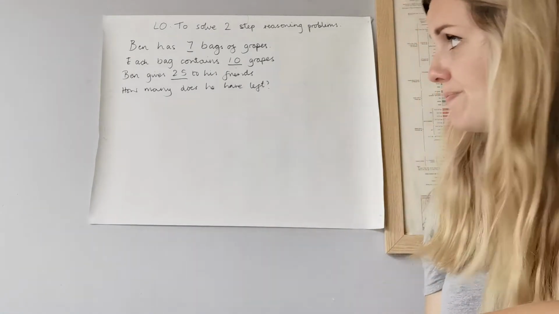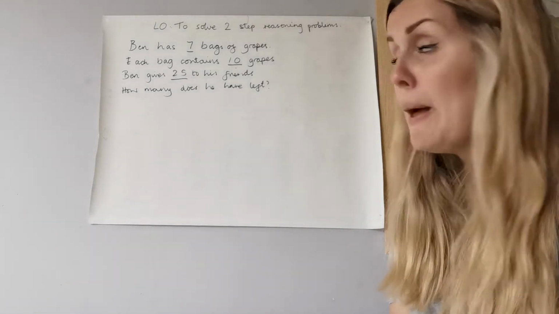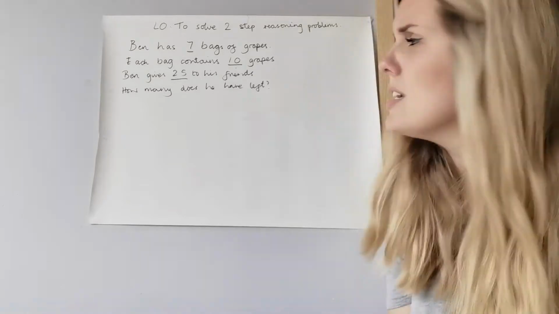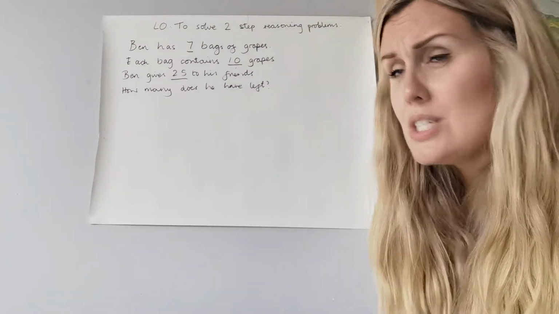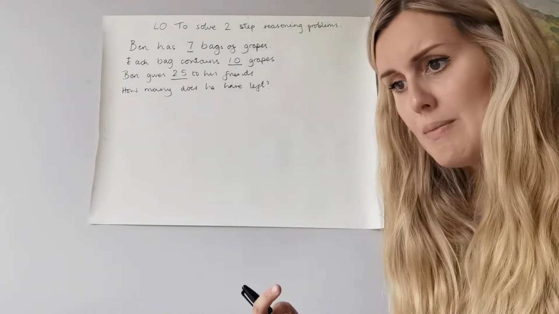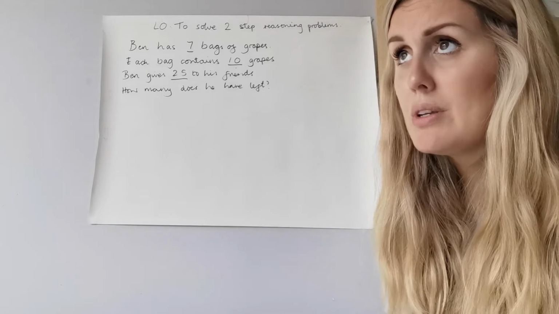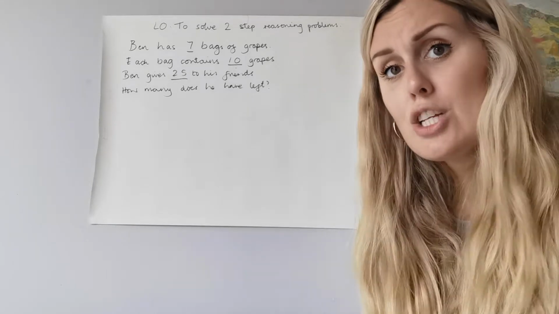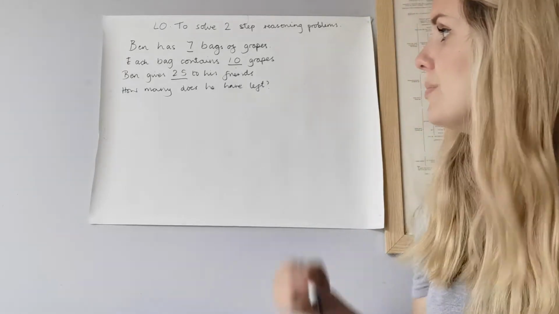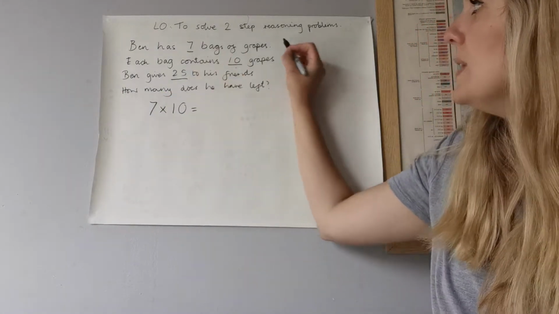So Ben has 7 bags of grapes. Each bag contains 10 grapes. That means we need to work out what the total of 7 bags of grapes with 10 in each of them actually is. So thinking about what the number sentence would be and what operation we need to use. Each bag is the same, so there's 10 grapes in each of them and there's 7 of the bags. That wouldn't be 7 add 10, because that wouldn't equate to 10 in each bag. That's actually a multiplication number sentence, isn't it? It's 7 times 10.